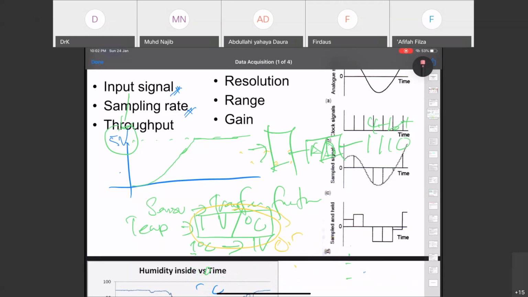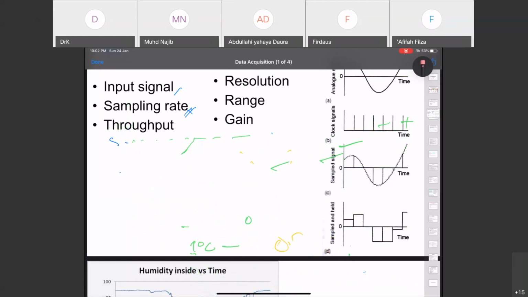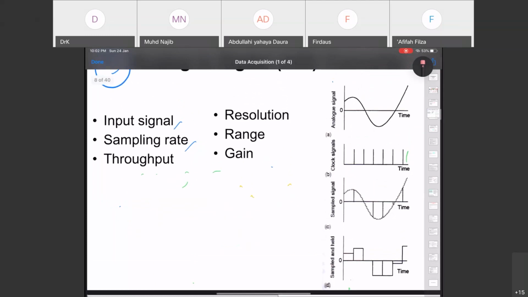Okay. These are the input signal. Okay. I will just move my pen so that I can get everything removed. So the next thing I have is the sampling rate. All right. This slide here shows something on the sampling rate.